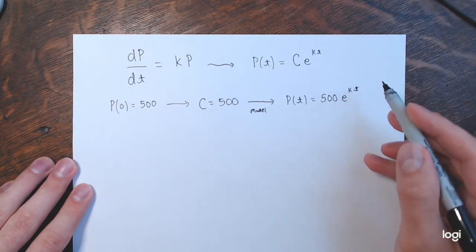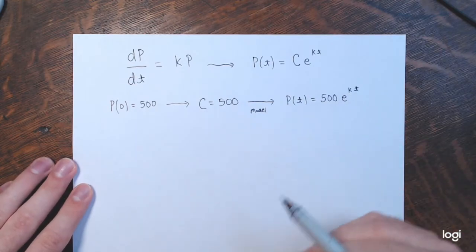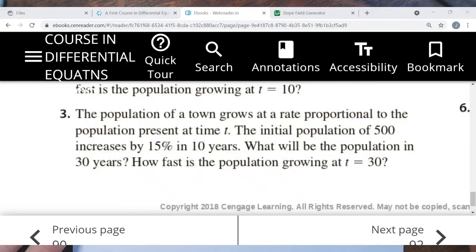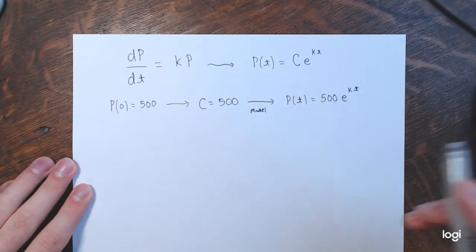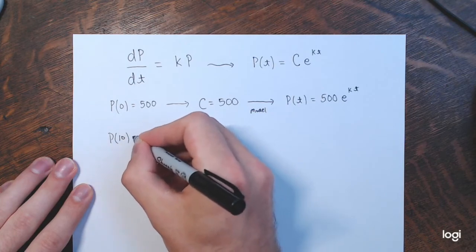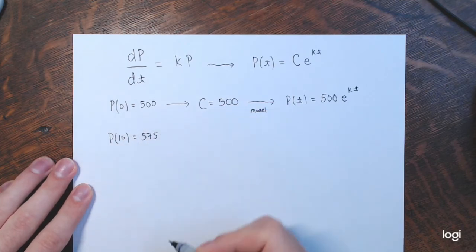Now all that's left to find is this k, and then I can answer really any question they want. And that's where this next part comes up. The initial population of 500 increases by 15% in 10 years. Well, 15% of 500 would be what, 75? Because 10% is 50, and then half of that is 25. Add those together, you get 15% is 75. So that part is telling me this condition, that the population in 10 years is 575. That's a 15% increase.